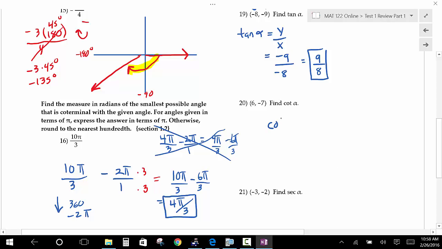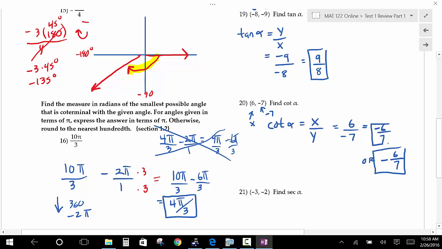Okay, next one is finding a cotangent. Again, we don't need to graph, it's just pull out the definition. The cotangent is x over y. So in this particular problem, x is 6, y is negative 7, so you would have 6 over negative 7. And we generally don't like to write a negative in the denominator, so the best ways to write the answer are either negative 6 over 7 or just put the negative directly in front of the fraction bar. Those are the two preferred ways that you write that. Most of the time you see it written with the negative in front of the fraction bar.